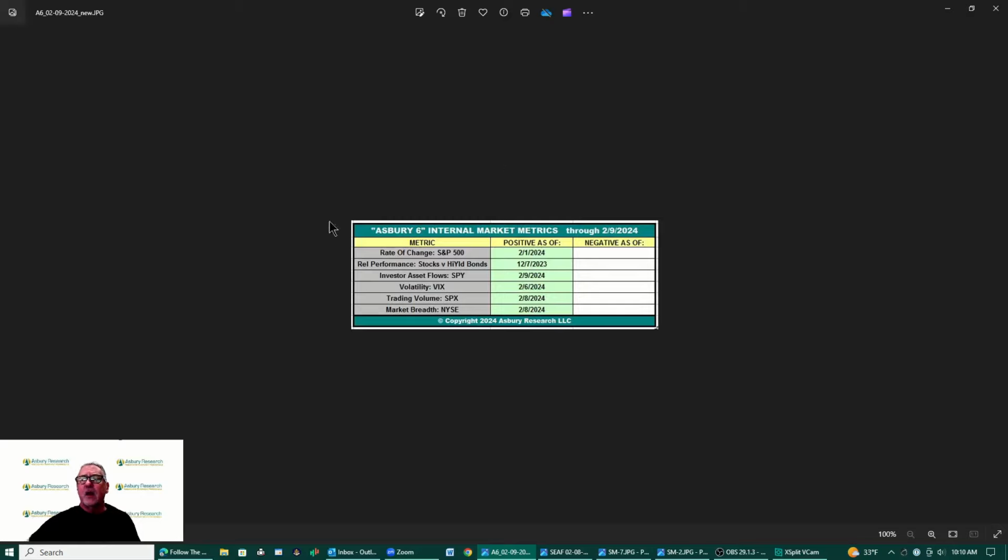So right now, all six, including the rate of change in the S&P 500, a momentum tool, the relative performance of stocks versus high yield bonds, investor asset flows, volatility, trading volume, and market breadth are all positive. They're all green. These numbers inside of the cells are the date that each one of the constituent metrics turned green. So right now, everything's healthy for the market. But again, this is a sensitive tool and it can start to turn red very quickly if the market starts to lose its internal strength.